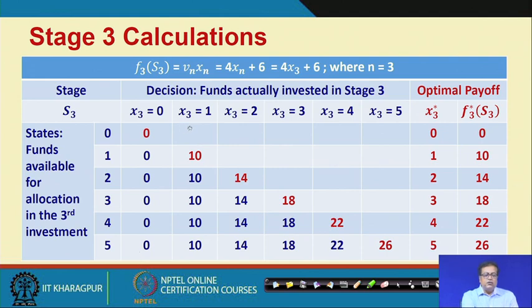Second column, if you invest only 1, based on the formula, your return should be 10, irrespective of whatever was the amount that was available, because unless you invest, you are not going to get return. So, if you invest 1, these are going to be your returns. If you invest 2, your returns will be 14, 14, 14, 14. If you invest 3, your returns will be 18, 18, 18. If you invest 4, it will be 22, and if you invest 5, it will be 26.